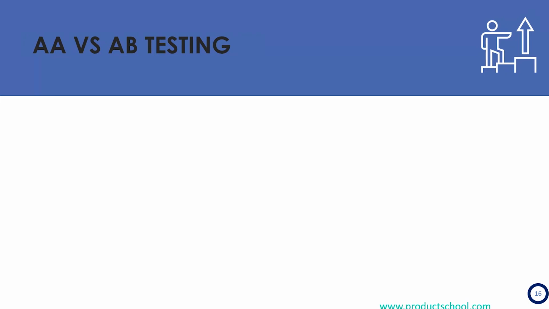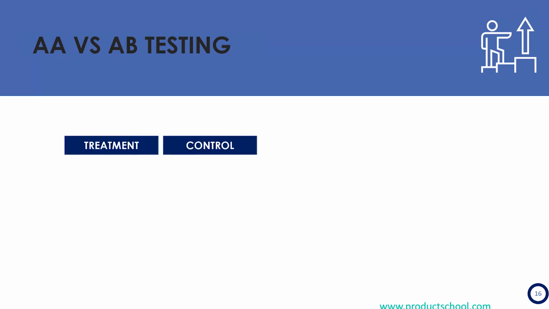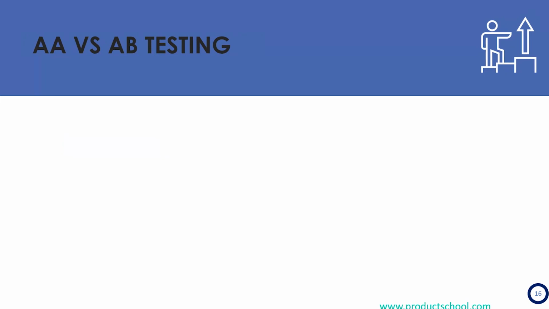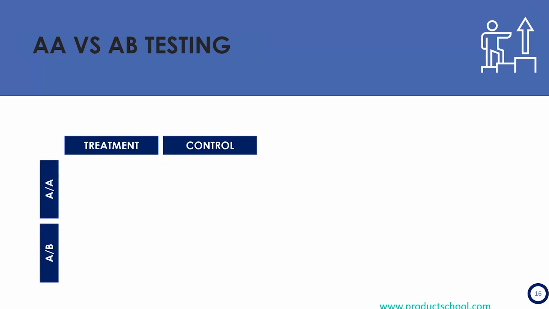That is when you start AA. So an experiment really is broken down into two phases. You have a treatment and you have a control. Control is what you already see in production today. Treatment is the new experience that your hypothesis will be better than the control. You have, again, AA and AB.